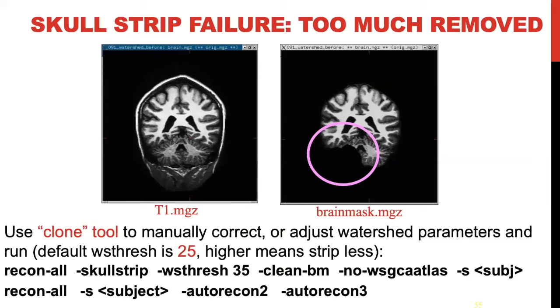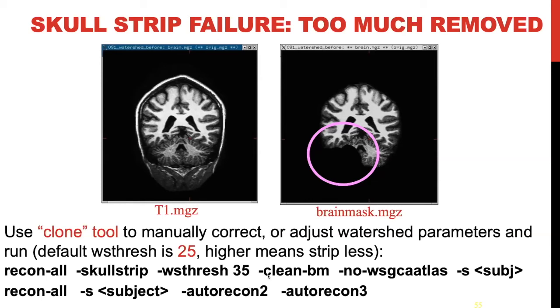For the first soft failure, which is probably not so common, this is in the category of skull stripping failures. As you can see, when FreeSurfer processed your T1 image to your brain mask image, it removed too much. You just want FreeSurfer to remove the skull, but unfortunately it took out part of the cerebellum, and you don't want that. There are a few things you can do. You can either use a clone tool in Freeview, or you can adjust the watershed parameter.